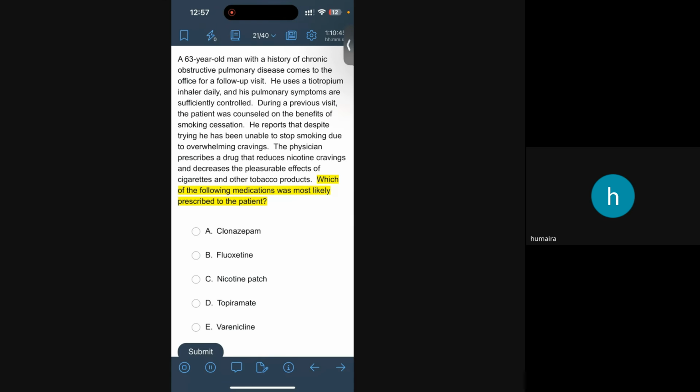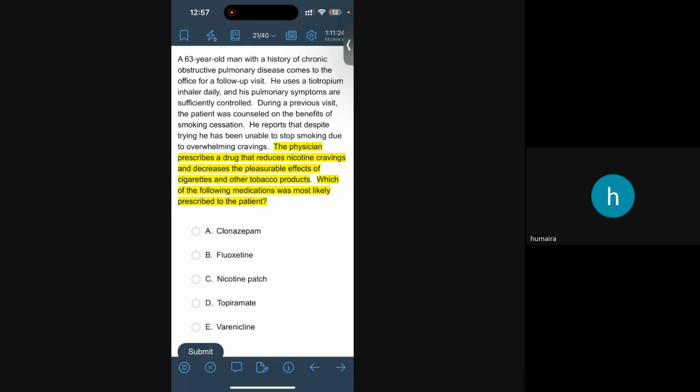Which of the following is prescribed that reduces the nicotine cravings and decreases the pleasurable effects of cigarettes and other tobacco products? Read this line very carefully. You have to see which of the following drugs reduces the nicotine cravings and decreases the pleasurable effects.